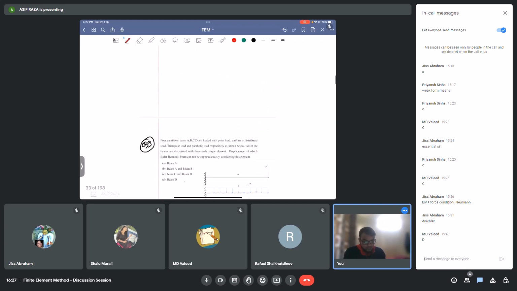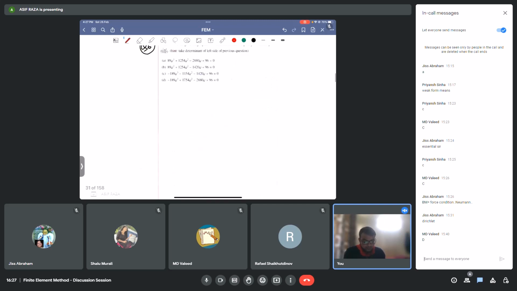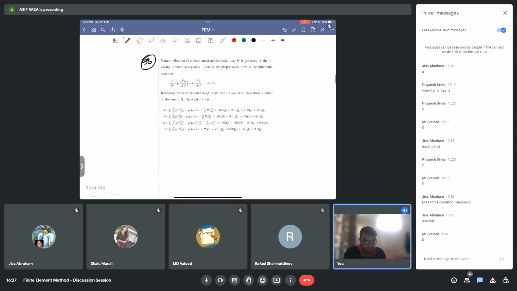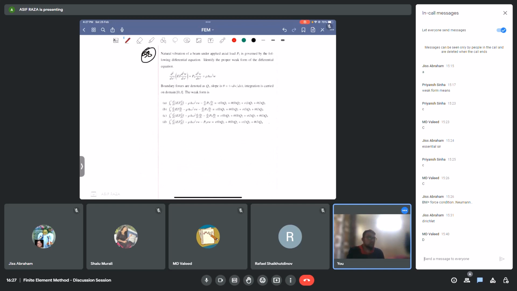Okay. Rather than solving these long equations, I'll just move on to question number 8. And without solving this, how can we do this in a quick manner?